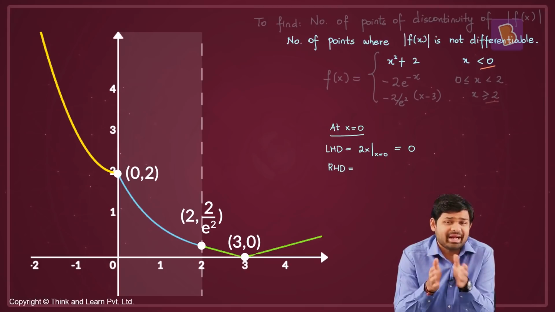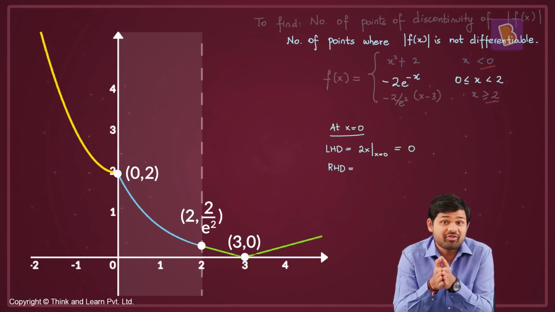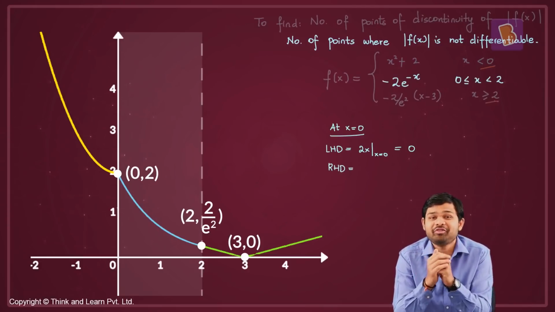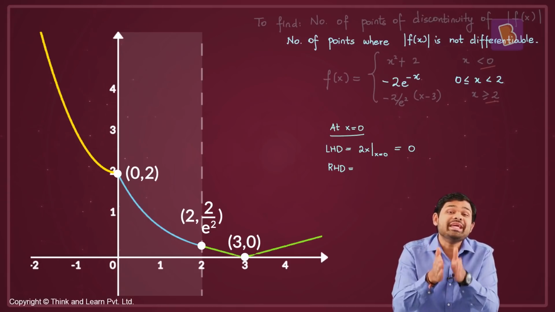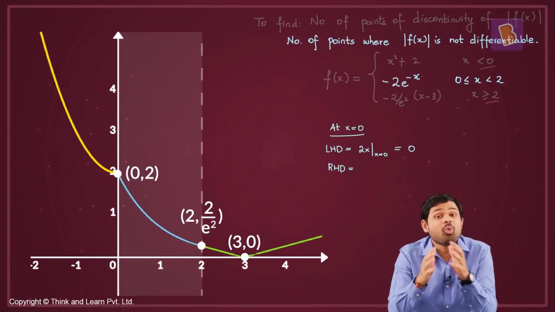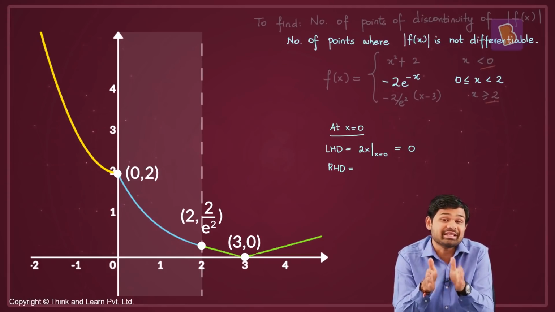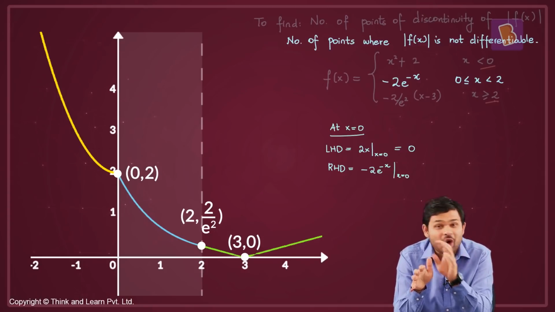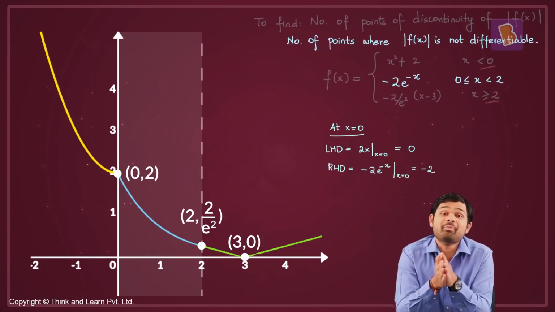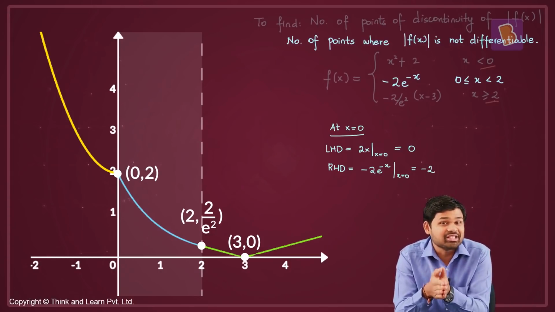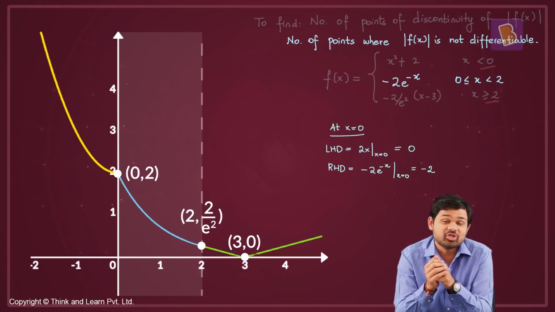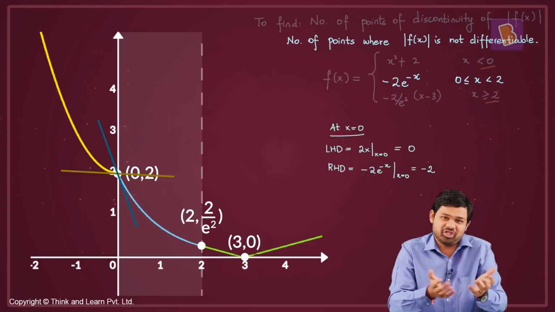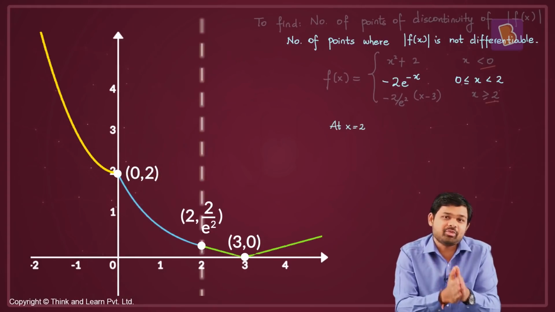Now what happens on the right? On the right of x equal to 0, it's an exponential function, -2 e to the power negative x. But when you take the mod, the function becomes 2 e to the power negative x. So what is the differential of this? The differential of this is nothing but -2 e raised to negative x, and at x equal to 0, the slope is not equal to 0, but the slope is equal to -2. So on the right of x equal to 0 and on the left of x equal to 0, we have 2 different slopes, which means that there is no unique tangent, which means the function is not differentiable there.